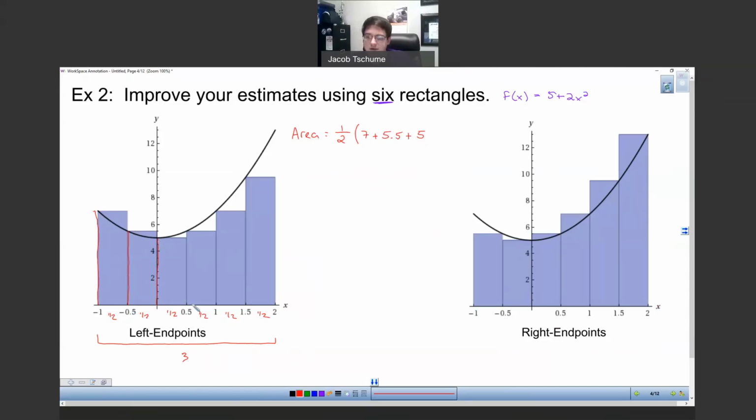All right. The interval from 0.5 to 1, I'm going to use 0.5, which has the same height as the second rectangle, which is 5.5. All right, and then 1 to 1.5, I'm going to use the 1, which puts me up at 7. I'm going to kind of run into the graph on the right, but that's okay. Remember, I'm doing the left endpoints in red.